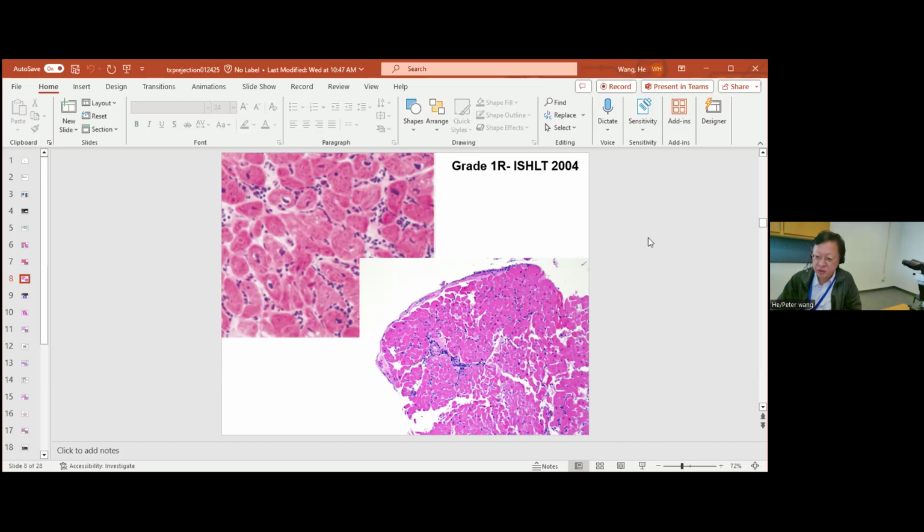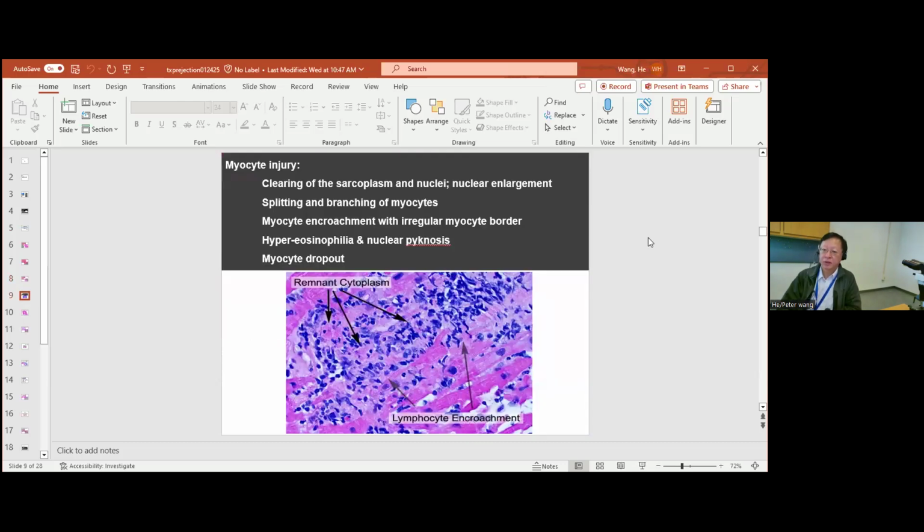Very good. So before I introduce 2R, let me introduce cardiomyocyte damage. Cardiomyocyte damage is illustrated by this picture, as you can see here. Bottom line is you can see the lymphocytes start to infiltrate into the cardiomyocyte. So various things happen to the cardiomyocyte. Obviously, you see here, the cardiomyocyte becomes bifurcated. So this is one type of damage.